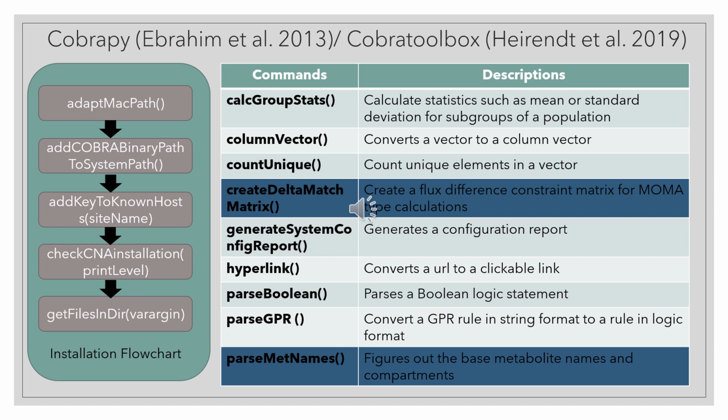We can see there is an installation flowchart that I have given, which has the commands that can be inputted in Unix or Linux, and hence we can get the COBRA toolbox in our computer itself. There is another table here which shows the commands that are used. The highlighted commands are the ones which are most important for GEM analysis.